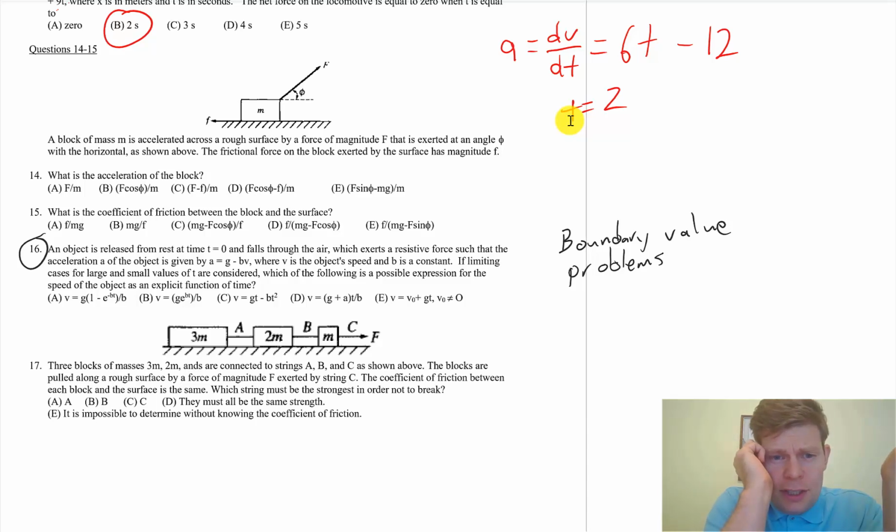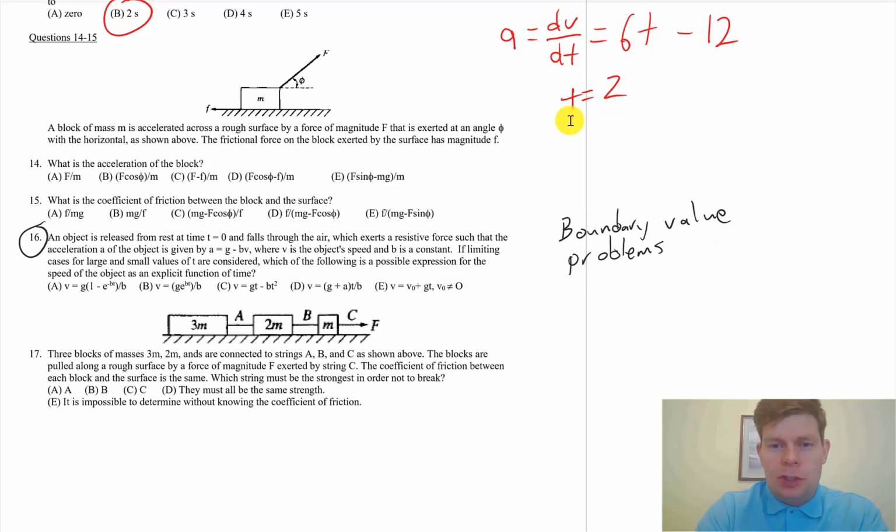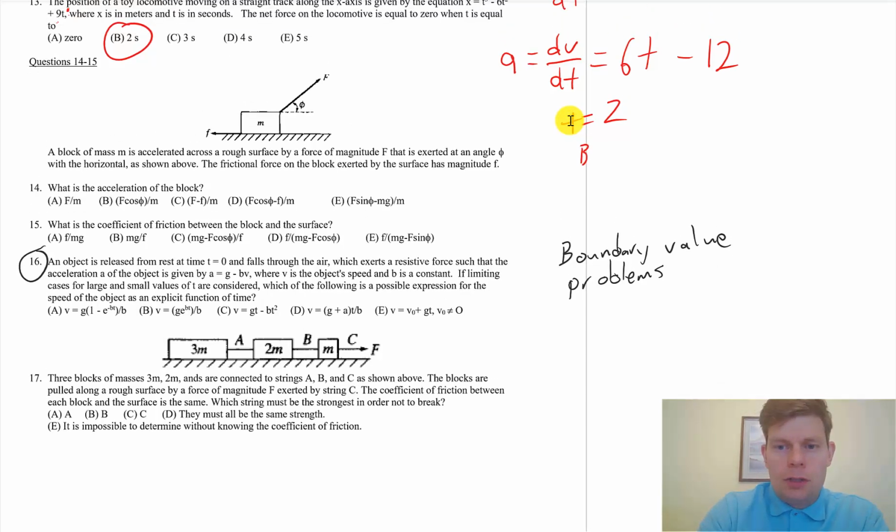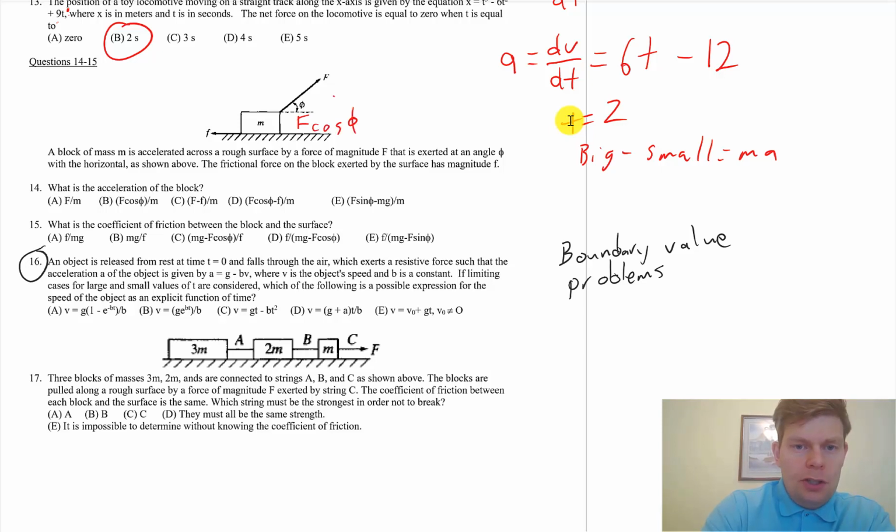So basically, it's big minus small. You know how big minus small equals ma, where big is basically F cos phi, trying to haul it to the right, and then our small is this force of friction there.